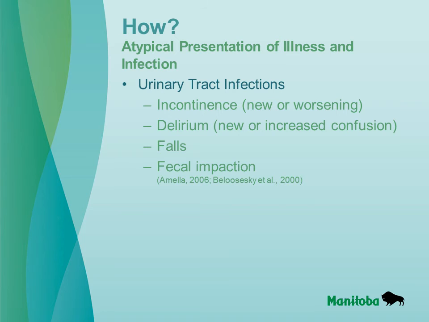The next few slides will explain how some common infections can present in an atypical manner. Urinary tract infections can present with symptoms such as incontinence, new or worsening, delirium, new or increased confusion, falls, fecal impaction. The usual symptoms seen in younger people, such as urgency and burning, may not be present.